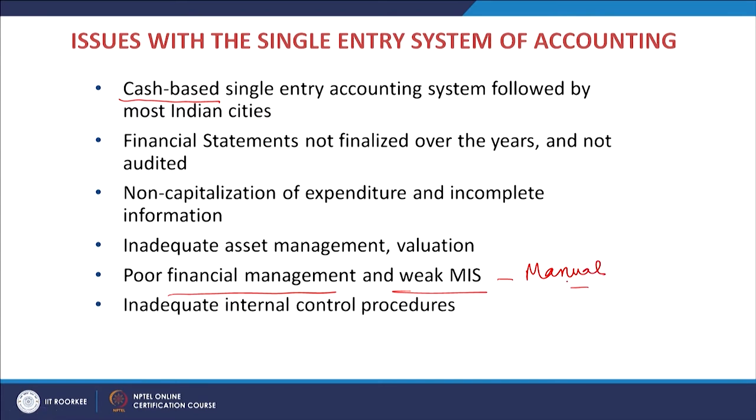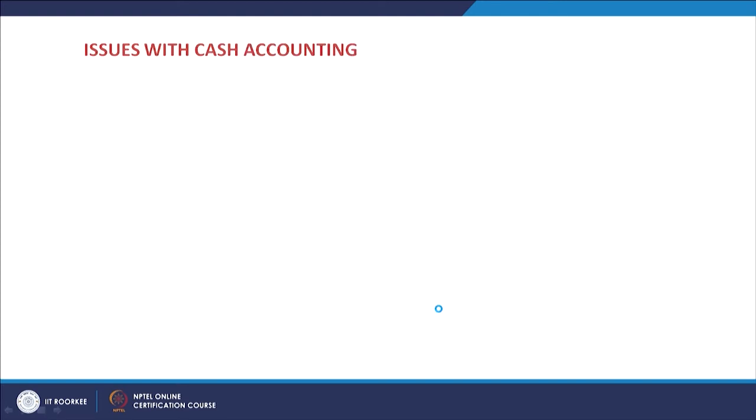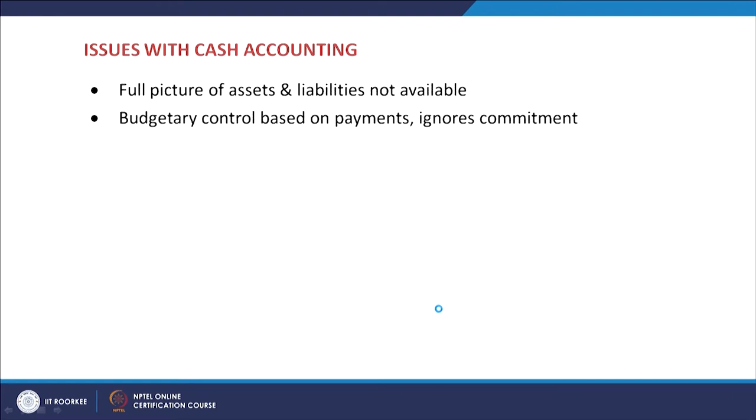Then poor financial management and information system was there, because basically it was by and large based on a manual system. Also it lacked control procedures for internal activities and internal processes, and had inadequate disclosure and audit mechanism, which I already told. And because of this, there were a few more issues, like you are never able to get a full picture of the assets and the liabilities. Basically in cash based systems, you are writing either the expenditure or the income, but whatever assets and liabilities you have in terms of loan or debt, you are never able to get that idea.